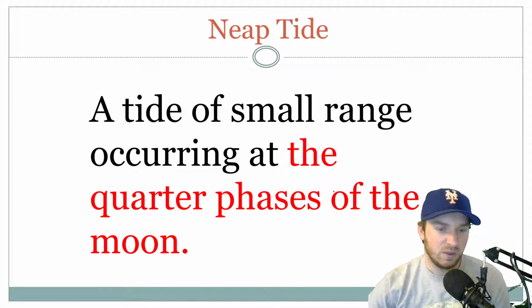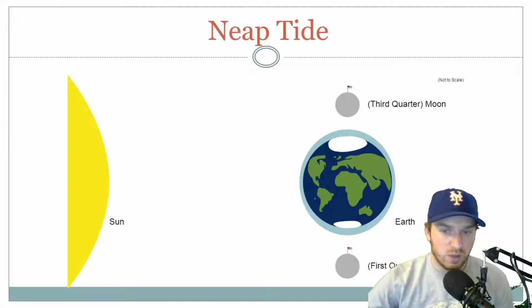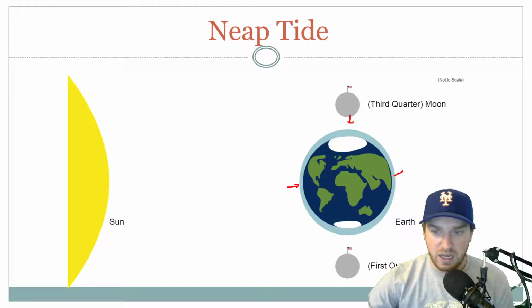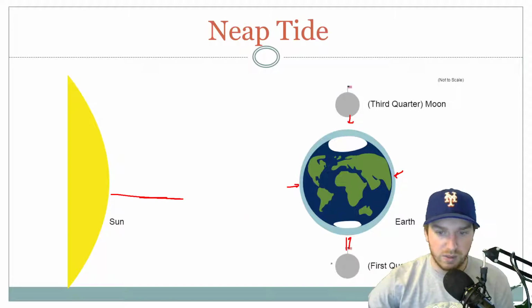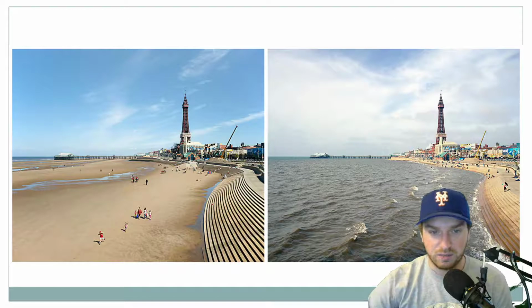And then we have the opposite, which is the neap tides, where they're kind of fighting each other, where we have not as strong of tides anywhere because the moon is pulling the water in one direction and the sun is pulling it 90 degrees away from it. And so the moon and the sun are fighting each other in that sense.